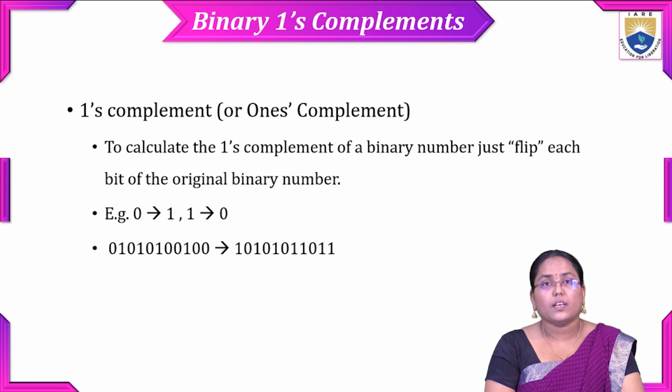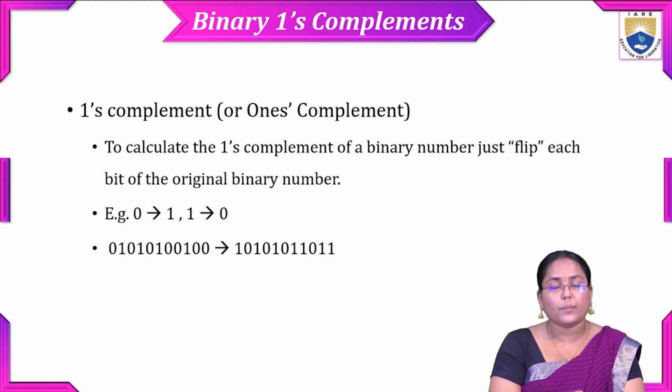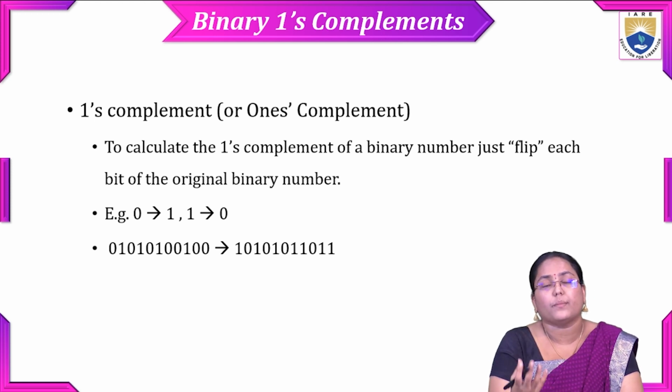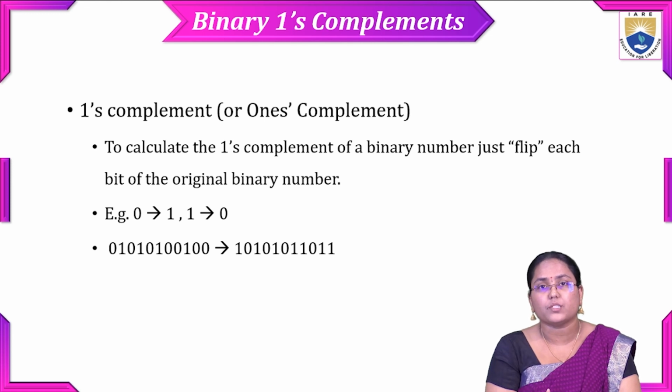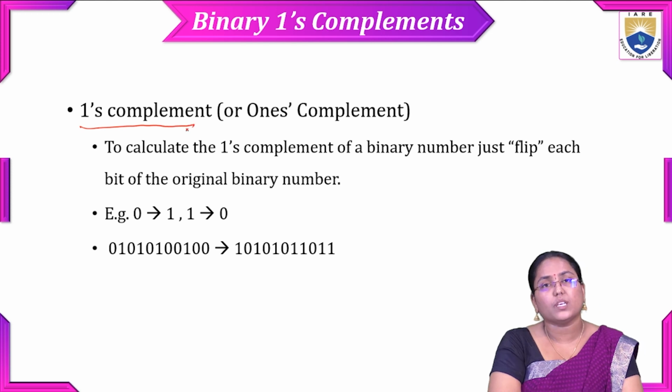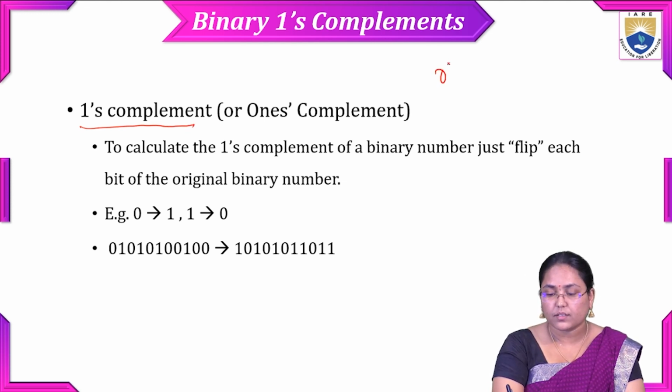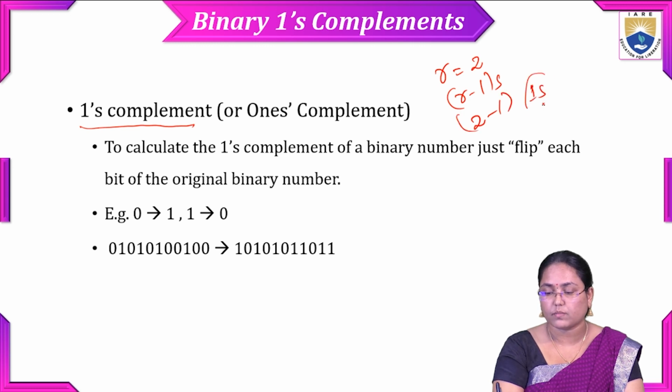Now let us start discussing the major complements of numbers. The first thing we need to learn is the 1's complement, and the other one is the 2's complement. Two types of complements are here. The 1's complement is for binary numbers: whichever binary numbers we have, if we are going to do any complement, we accomplish it using the 1's complement. Here the radix of the number is 2. That is why it is the R minus 1's complement, that is 2 minus 1, which is the 1's complement.